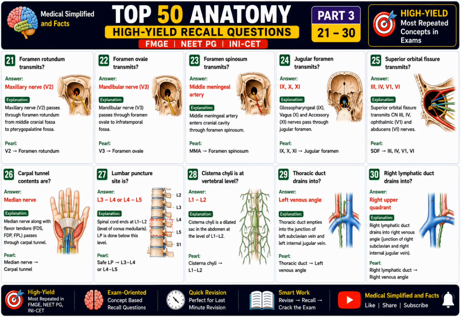Question 21. Foramen rotundum transmits what? Answer: the maxillary nerve, V2. It passes through the foramen rotundum from the middle cranial fossa to the pterygopalatine fossa.